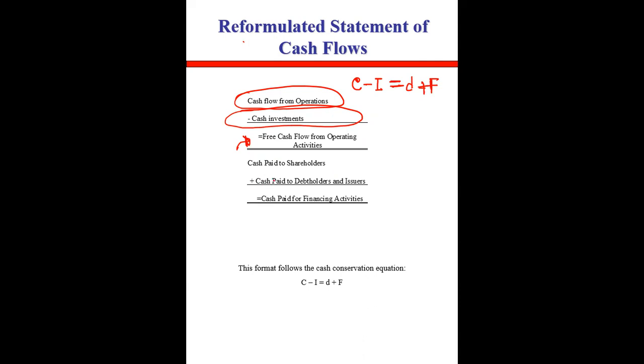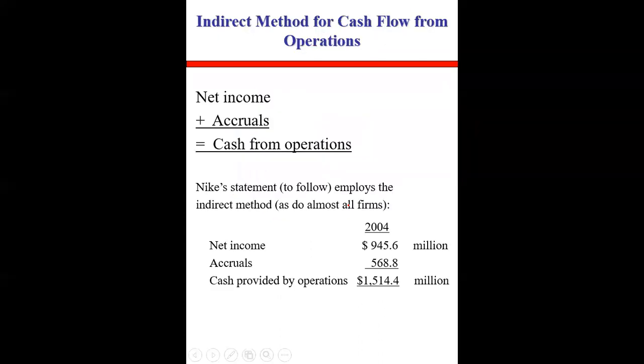And again, note that what we will do, we are making the reformulation, or we'll apply this not in today's class, but in next class. We distribute this free cash flow to shareholders and to debt holders and the debt issuers. So in summation, what we are doing, we make the cash payment for the financing activities.